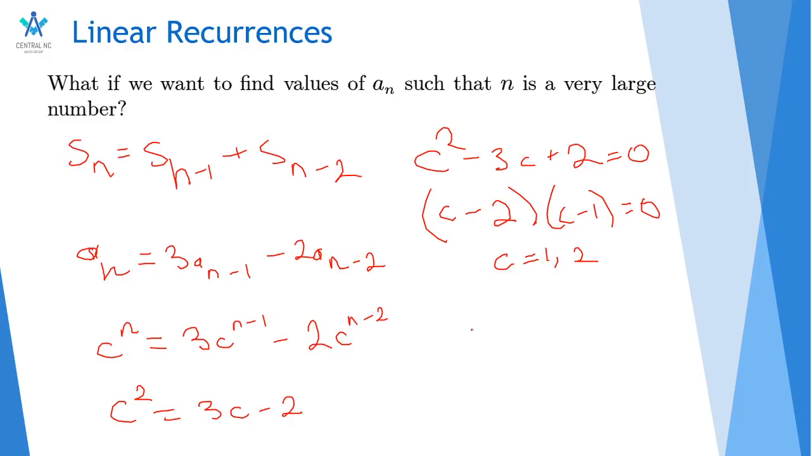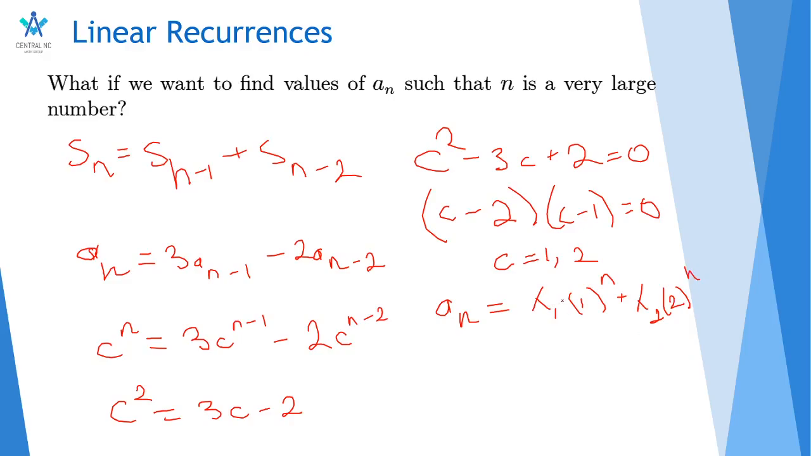And now, how we write this is with constants: for this constant times your value of c, plus your other constant times your other value of c.